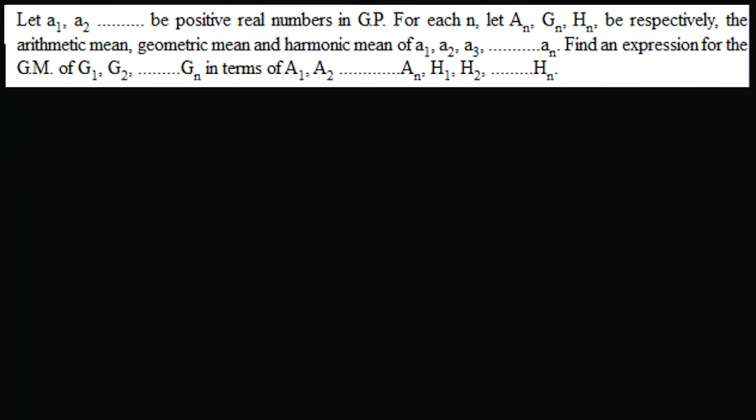Now the question: let A1, A2, ..., An be positive real numbers in GP and let An, Gn and Hn be arithmetic mean, geometric mean and harmonic mean of A1, A2, A3, ..., An. Find the expression for the GM, G1, G2, ..., Gn in terms of A1, A2, ..., An and H1, H2, ..., Hn.